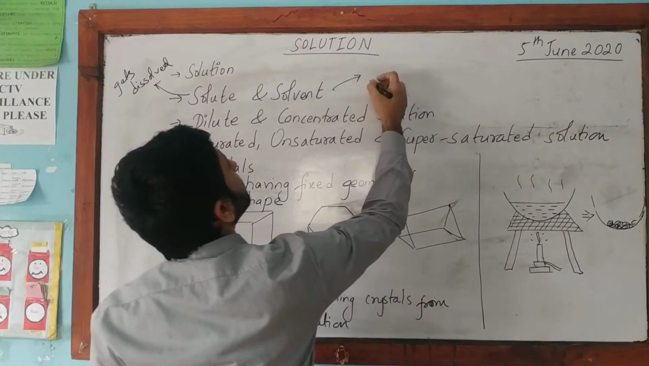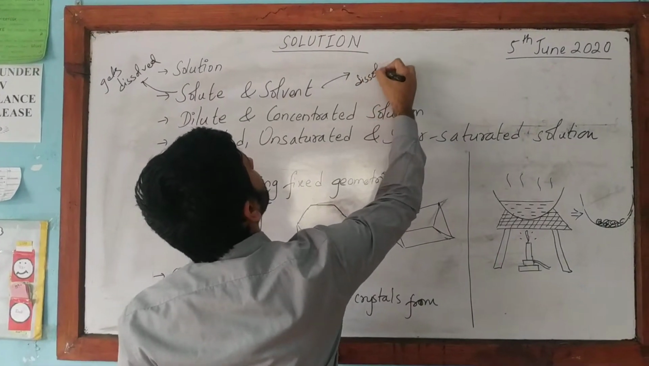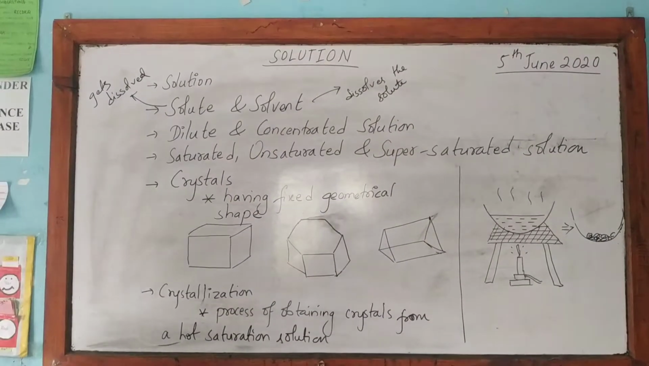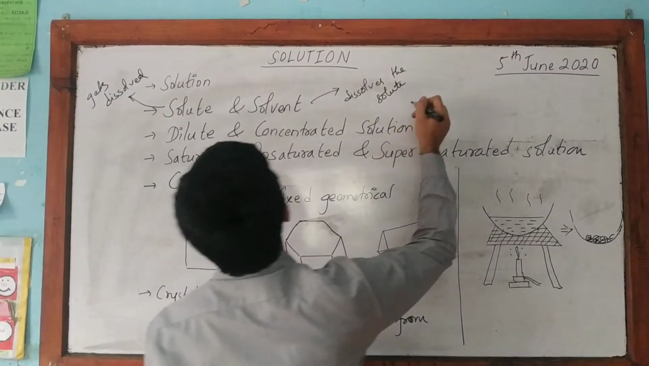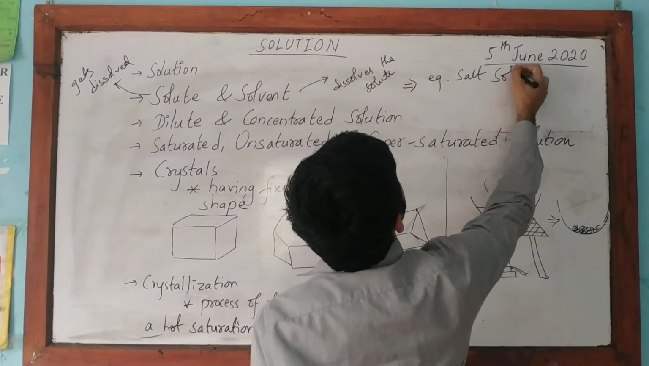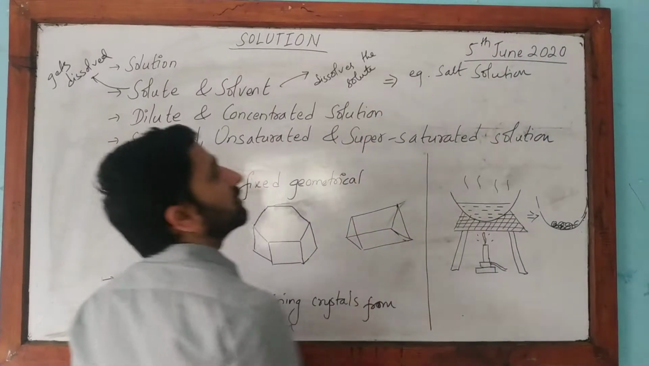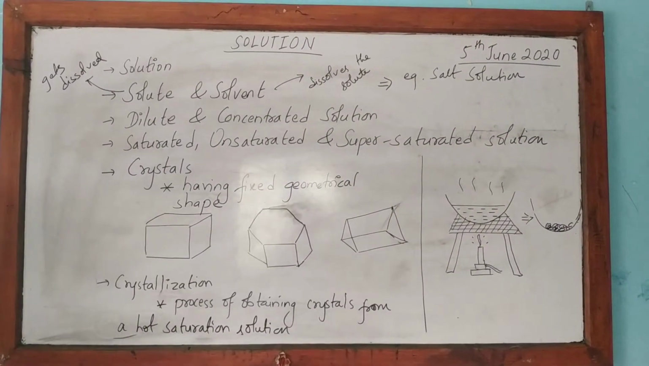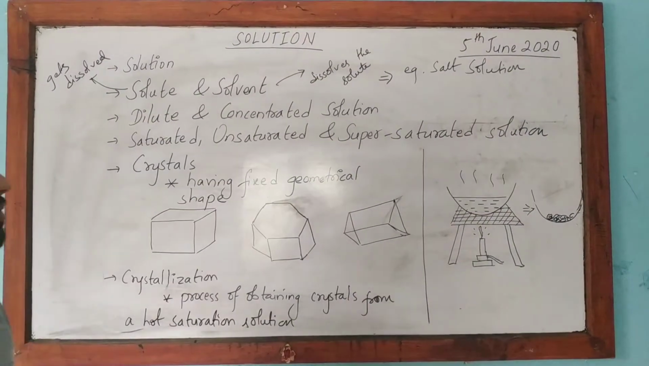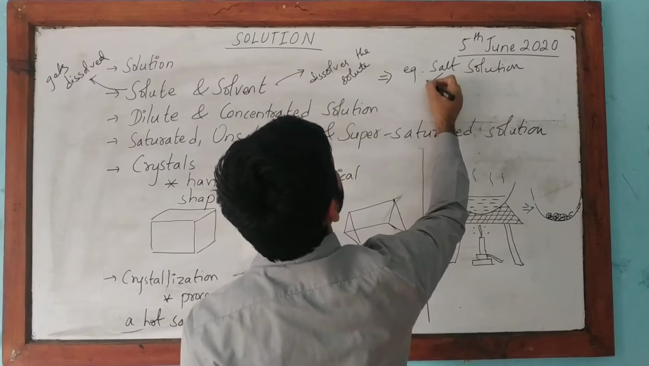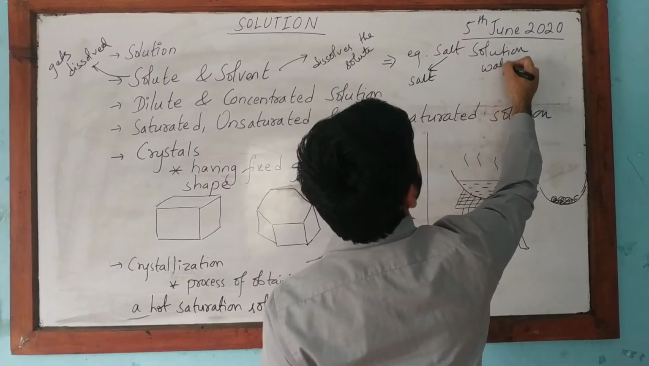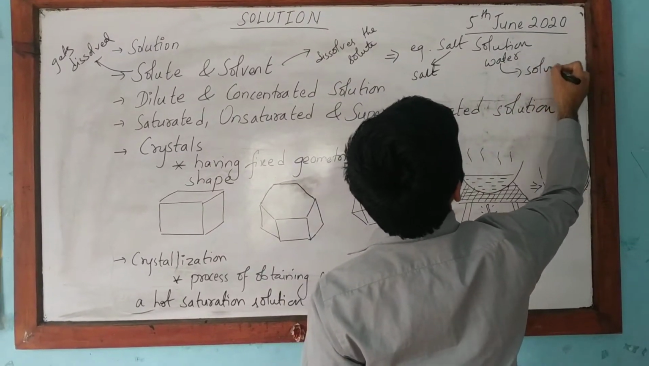And what is a solvent? It dissolves the solute. Now, if we have to give an example of solute and solvent, take a salt solution. If we talk only about a salt solution, then obviously it is salt mixed in water. Here salt gets mixed in water. That's why salt is the solute and water will obviously be the solvent.